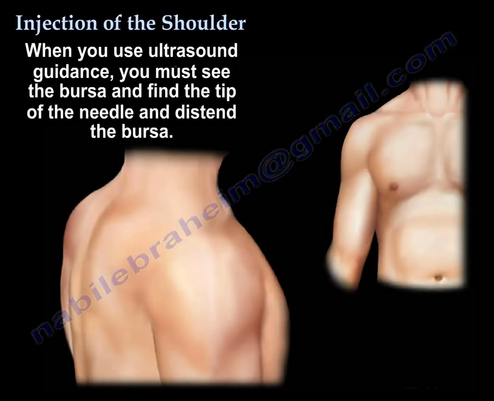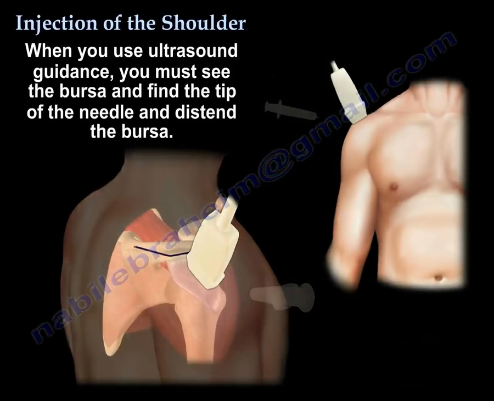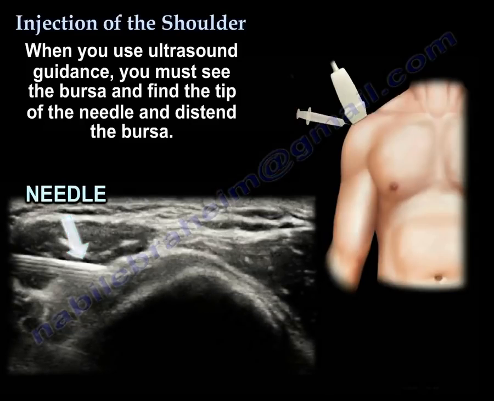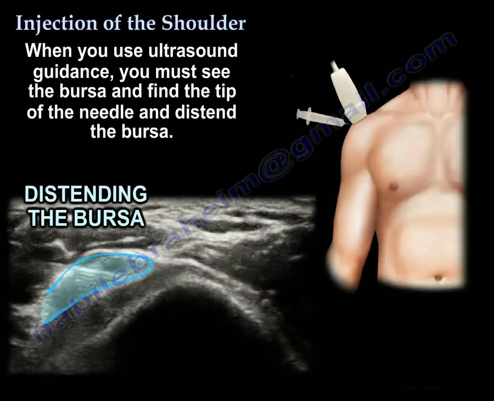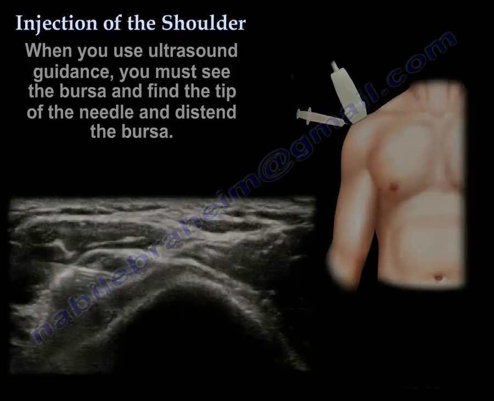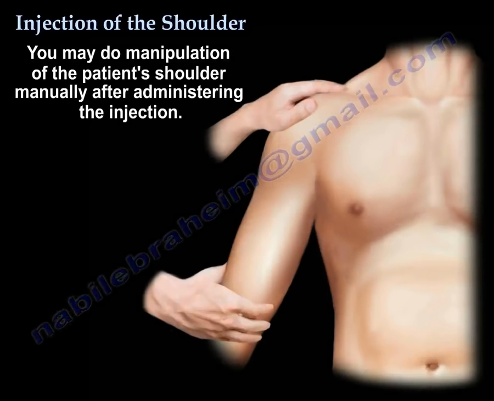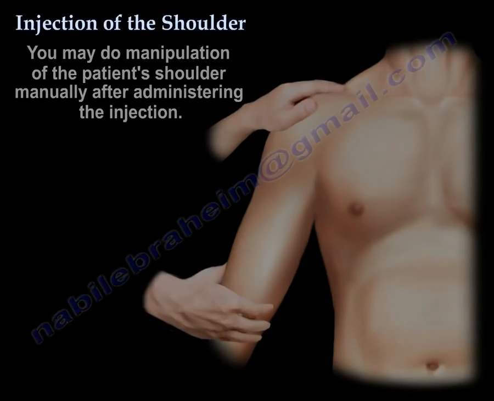When you use an ultrasound, you must see the bursa. You must find the tip of the needle, and you must distend the bursa. You could do manipulation of the shoulder manually while the patient is in the office after you finish the injection.